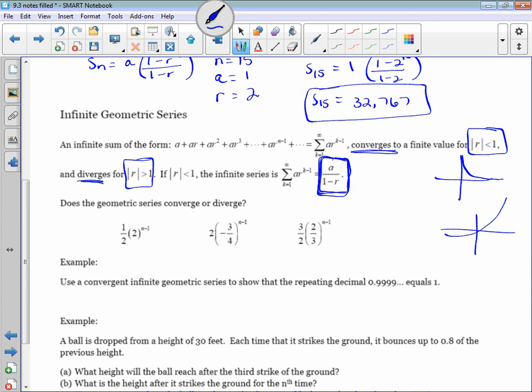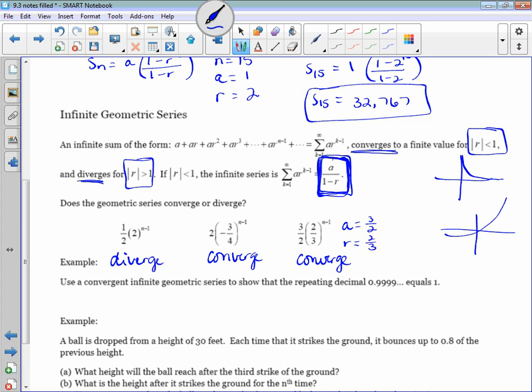All right, guys, first one, what do you think? Diverge. Second one. Yes. Third one. Okay. So let's find the sum of this third one since it converges. We need the A and the R to figure it out. So what is A in this one? Okay, what is R?